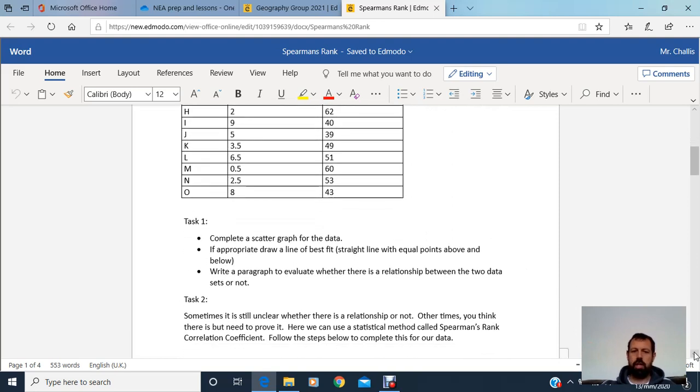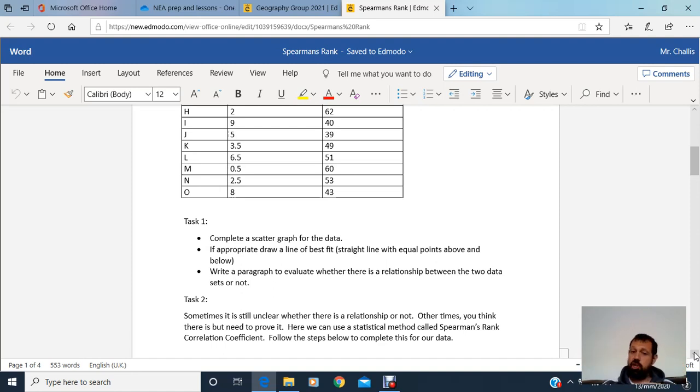Right, so draw a scatter graph. If appropriate, draw a line of best fit. So if you've got your scatter graph and all your points on there, sometimes there is a pattern, and the points will look like they go largely from the bottom left to the top right, or from the top left to the bottom right. Normally, those are your two possibilities. If they look like that, you can draw a line going through the middle of the points. Not necessarily touching all the points, but just showing what the pattern is.